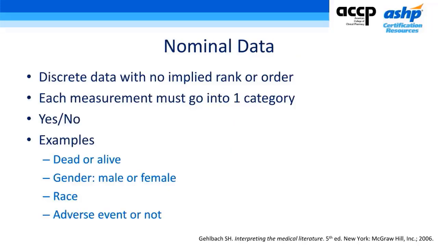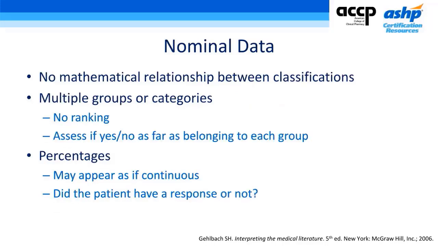Let's go through the different types of data in a little bit more detail. Let's start with nominal data. As I mentioned, nominal data are discrete data with no implied rank or order. And so each measurement has to go into one category. So you're thinking yes or no. So for example, dead or alive. Did the participant have an adverse event or not? Very discrete data that fits into one category only. And with nominal data, there is no mathematical relationship between the classifications or the categories that you have. And so again, you're thinking yes or no.